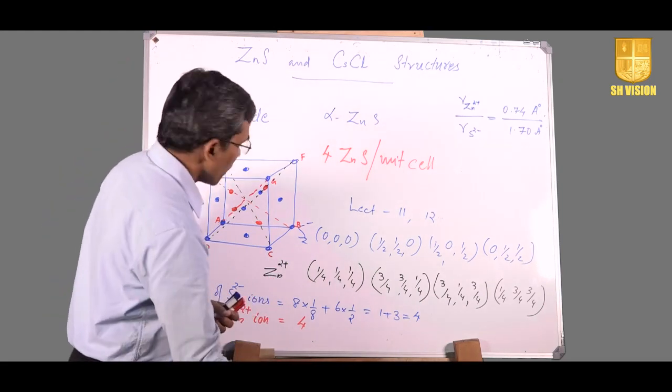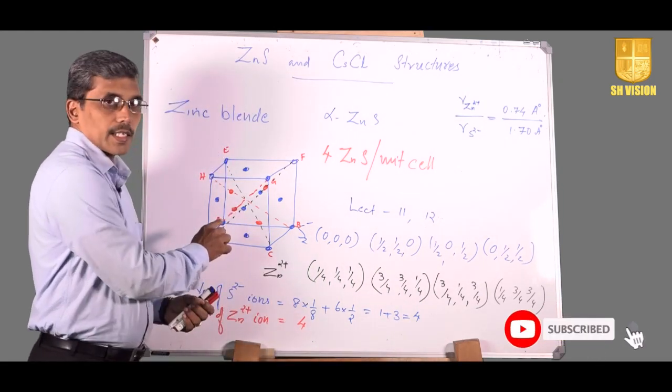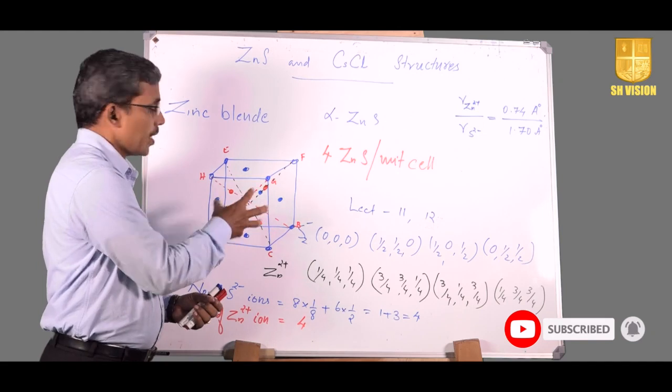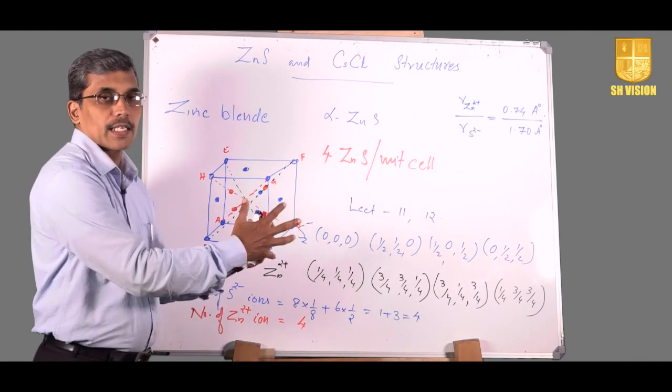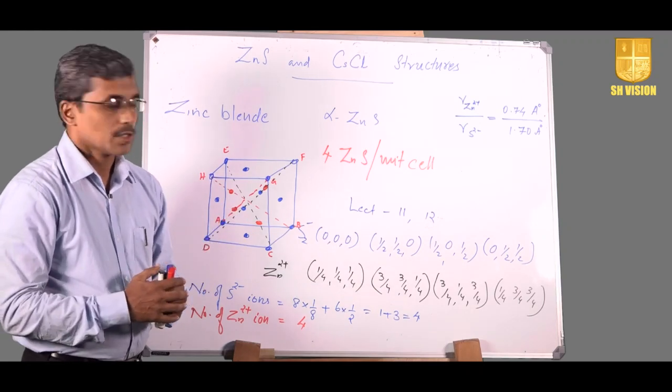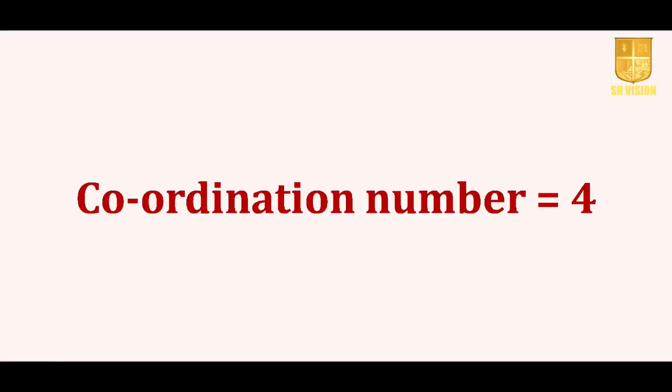In this case, each zinc ion is surrounded by 4 sulfide ions, or each sulfide ion is directly coordinated with 4 zinc ions. So the coordination number is equal to 4.